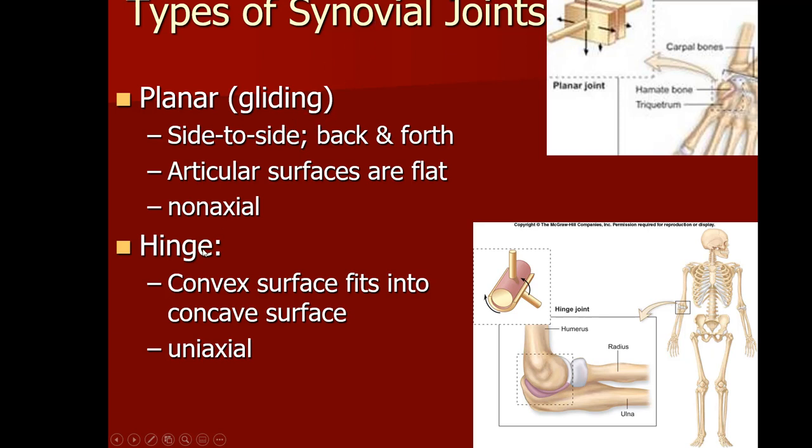A hinge joint would be like the elbow. So a convex surface fits into a concave surface. So you get the trochlea right here fitting into the trochlear notch, and you get that nice movement there at the elbow joint. All you can do is flex and extend it, and that's one axis of rotation, so it's considered a hinge joint or uniaxial.